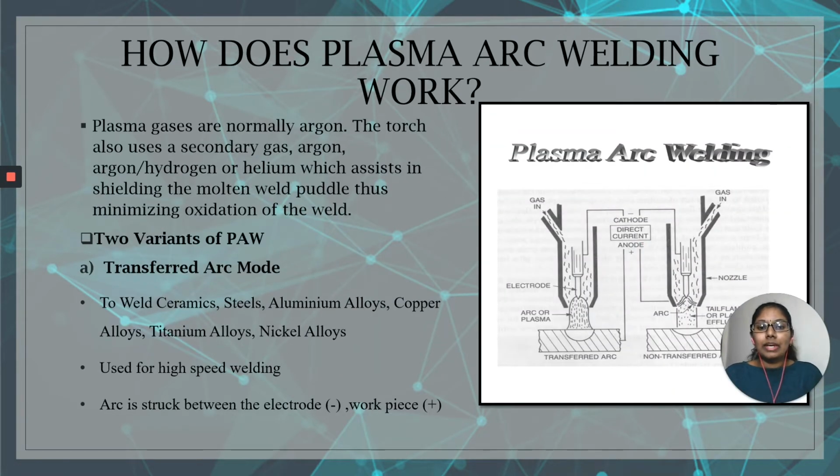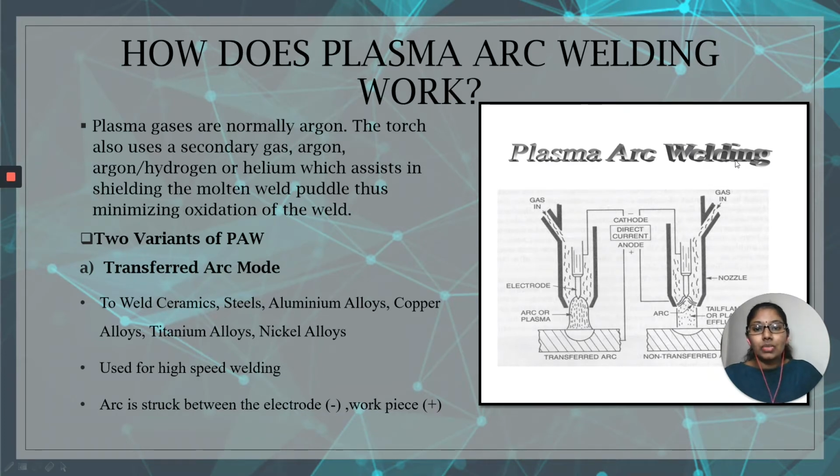Plasma gases are normally argon. The torch also uses a secondary gas, argon, argon-hydrogen or helium, which assists in shielding the molten weld further, thus minimizing oxidation of the weld. There are two types of plasma arc welding. As we can see in this picture, the first one is the transferred arc and then the non-transferred arc.